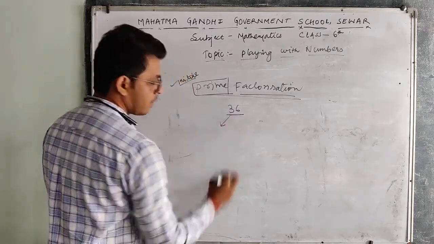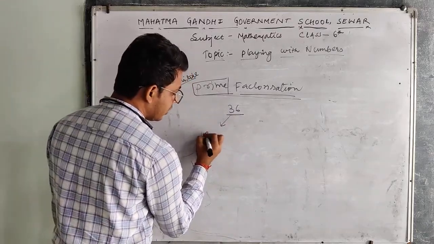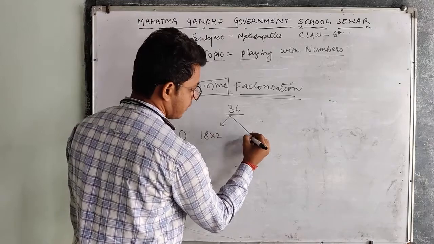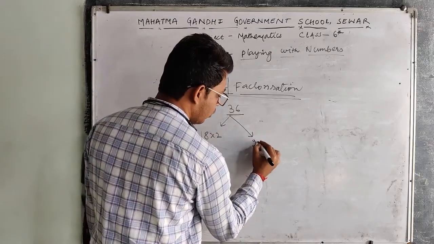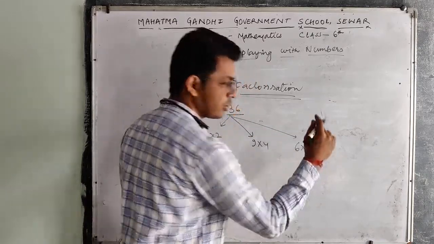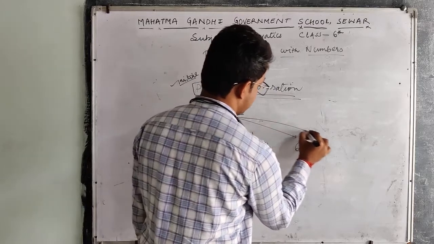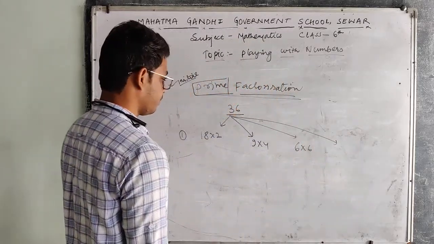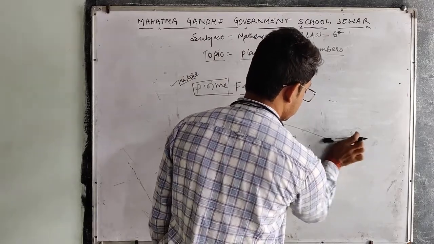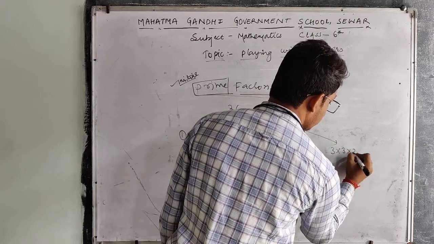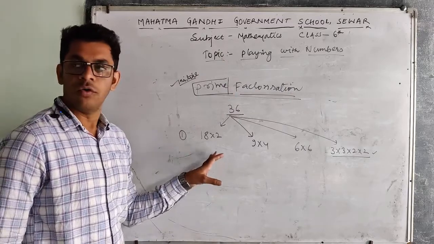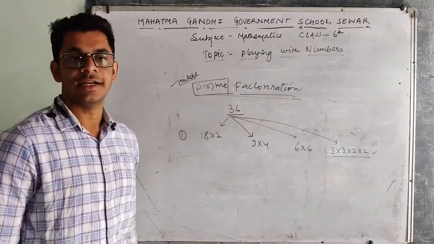If I write 18 into 2, that is one way. Second way, 9 into 4. 6 into 6. 3 into 12. These are the four ways from which we can factorize 36.